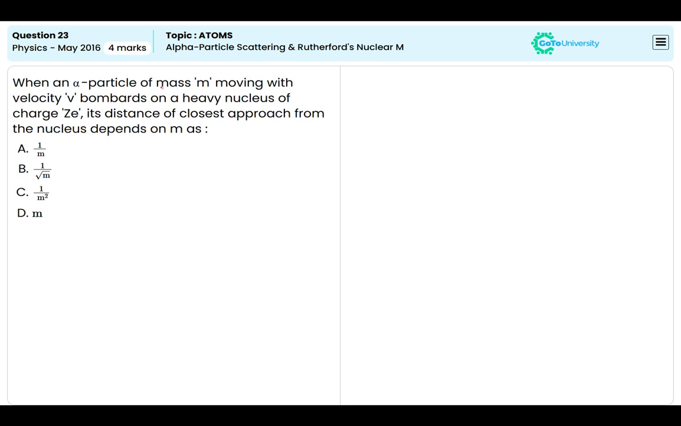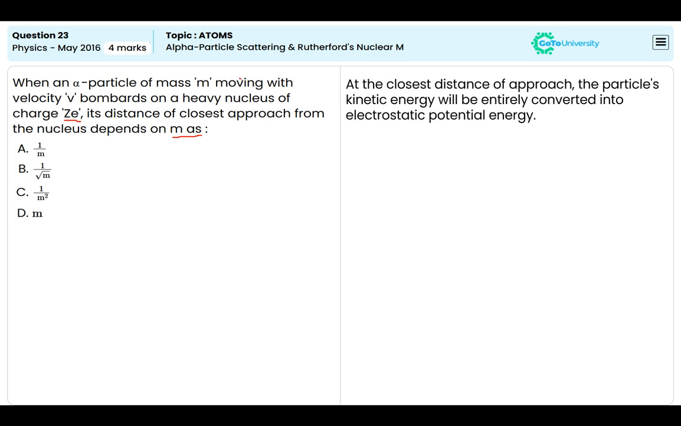When an alpha particle of mass m moving with velocity v bombards a heavy nucleus of charge Ze, its distance of closest approach from the nucleus depends on m as what we need to find here.